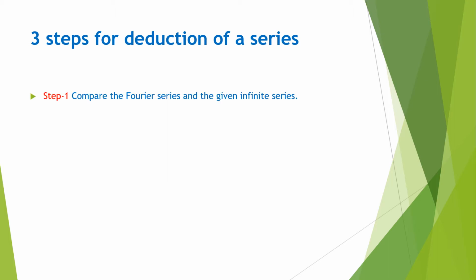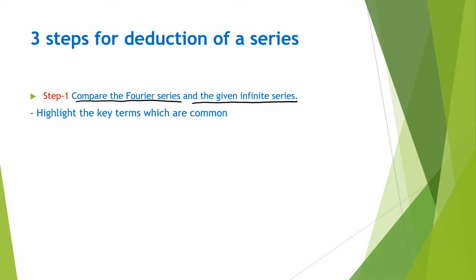Step 1. Compare the Fourier series which you receive after solving the given problem with the series which is given in the question, whose value you have to evaluate or prove. Highlight the key terms of both the series, the series which you receive by solving the Fourier series and the series which is given in the problem, and verify for what value it will be equal.